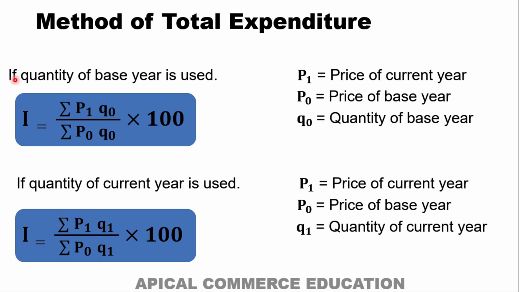If in the question they have given quantity of base year, then you may go for this formula. And if in the question they have mentioned quantity of current year, then we will go for this formula, because we already know that Laspeyres uses quantity of base year, Q0, whereas Paasche uses quantity of current year, Q1. So remember friends, there are two formulas to calculate index number by using total expenditure method, and application depends upon what is given in the question.